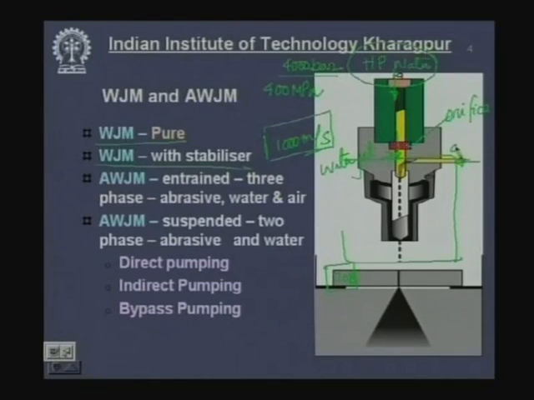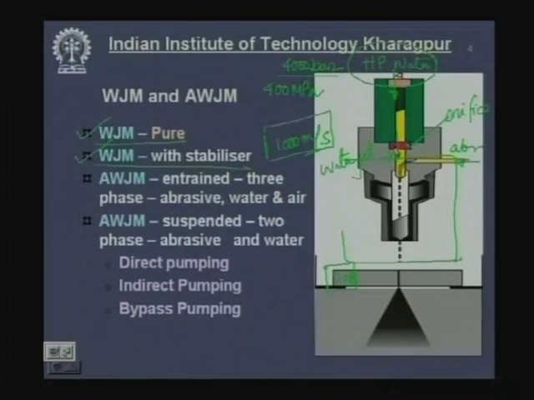The cutting ability of this water jet can be enhanced by adding abrasives through this particular pipe. So, this abrasive mixes with the water, comes out, and this can also machine the job. Once again, let us come back to the pure water jet and with stabilizer. Pure water jet means it is commercially pure water. When it comes out, it flares out.